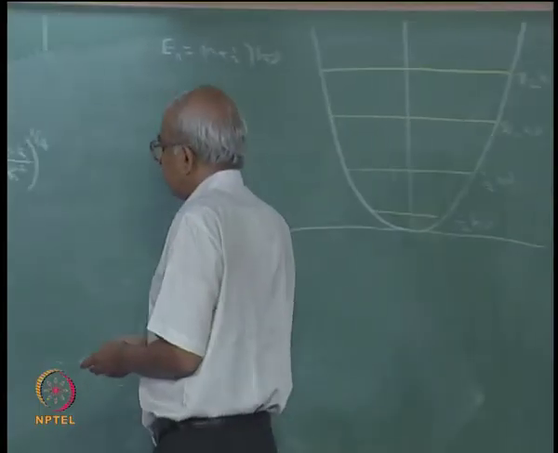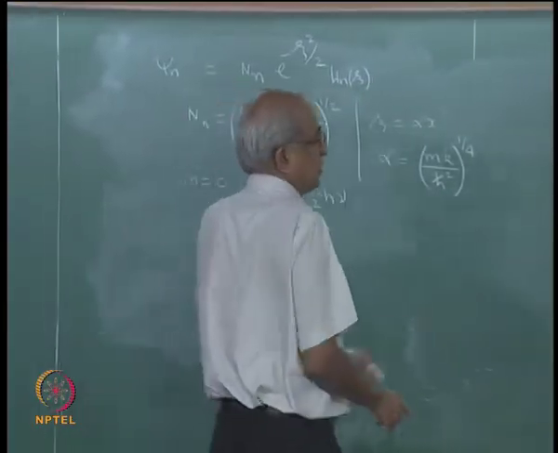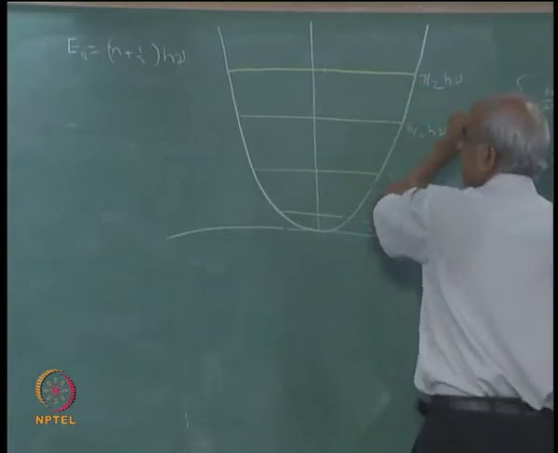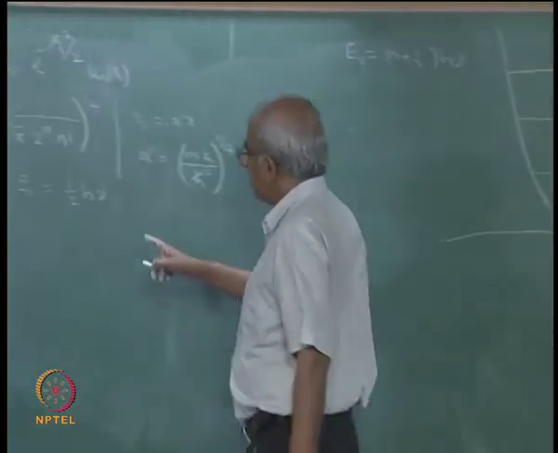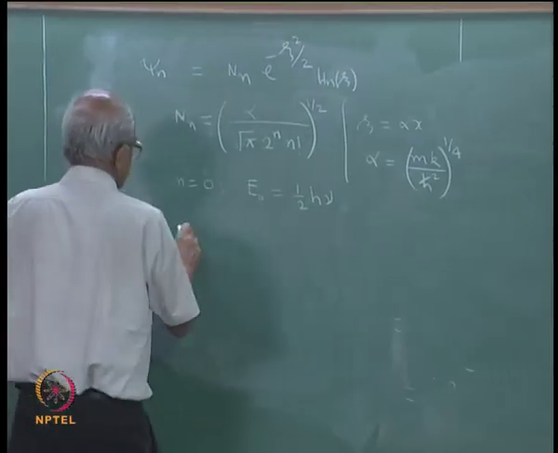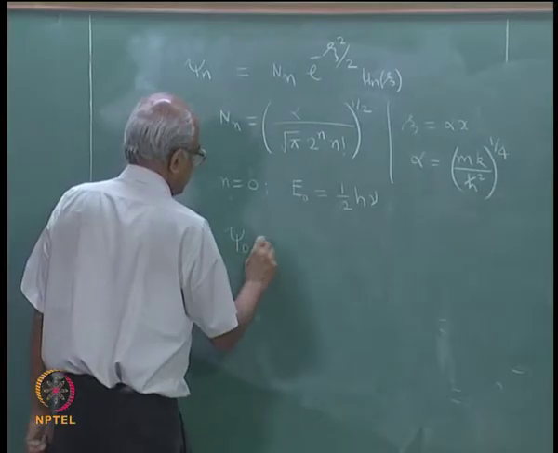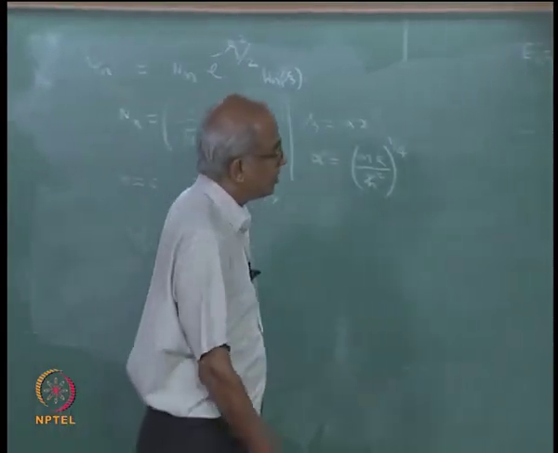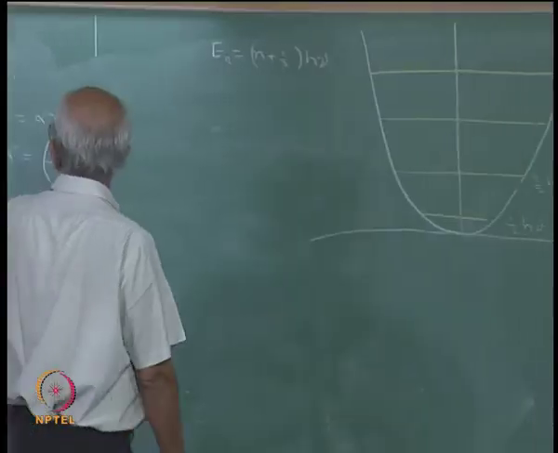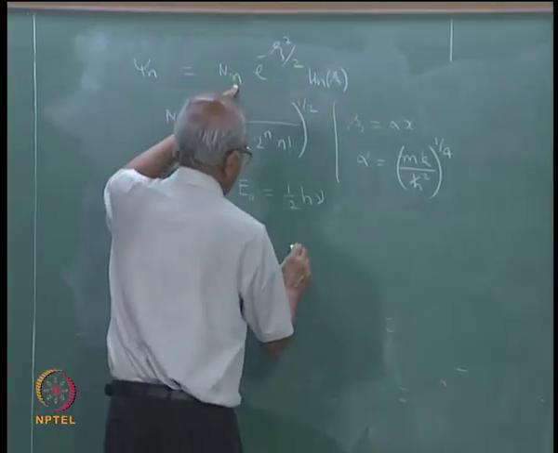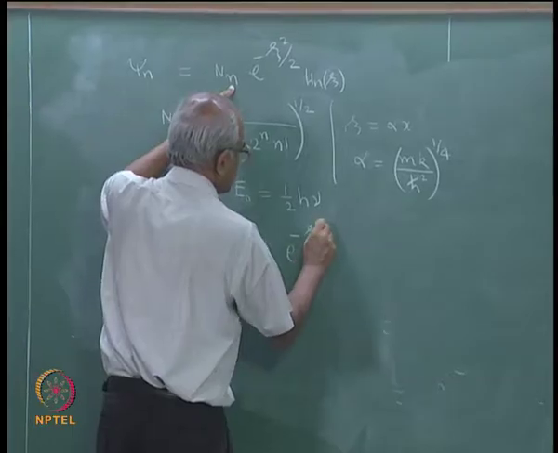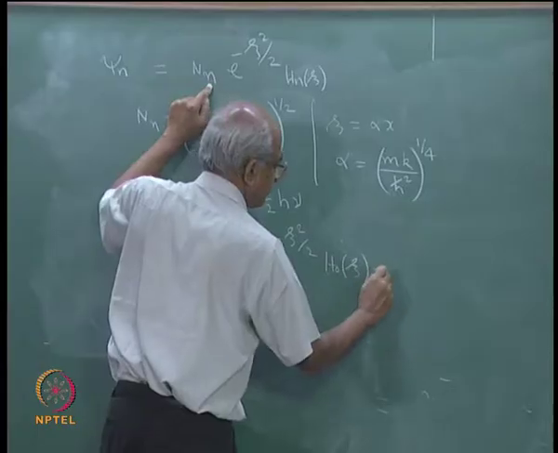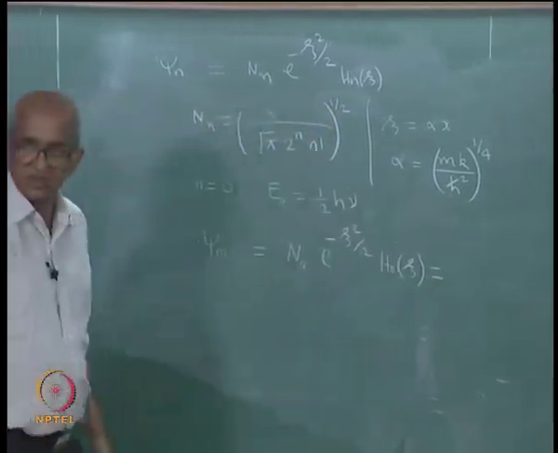So, when n is equal to 1, as I told you, the energy is 3 by 2 h nu, n is equal to 2, 5 by 2, then 7 by 2, and so on. Let us look at the wave function for the ground state. What would be the wave function? The wave function would be psi 0, which will be given by N0. What I am doing is I am using the expression. Where is my expression? Yeah, here it is. N0 e to the power of minus c square by 2 H0 of c. Correct? This is my expression.